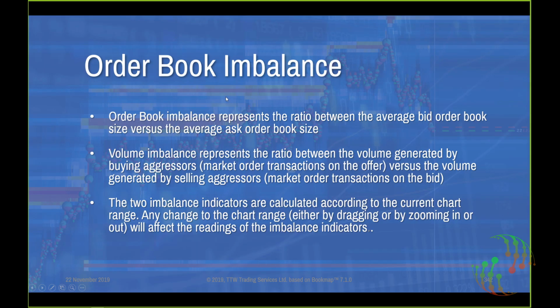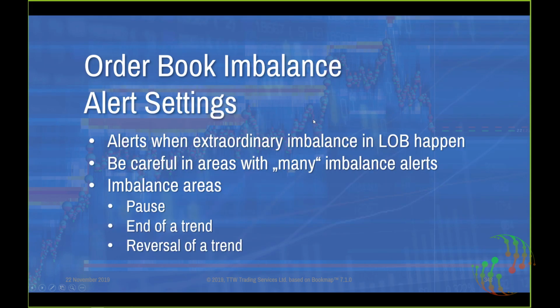Order book imbalance represents the ratio between the average bid order book size versus the average ask order book size. Volume imbalance represents the ratio between the volume generated by buying aggressors versus the volume generated by selling aggressors. The two imbalance indicators are calculated according to the current chart range. Any change of the chart range will affect the readings of the imbalance indicators.